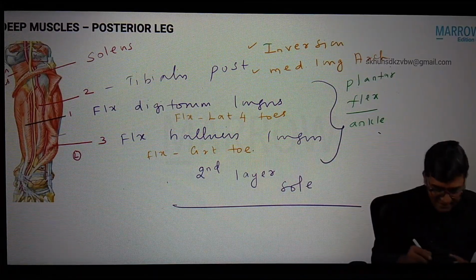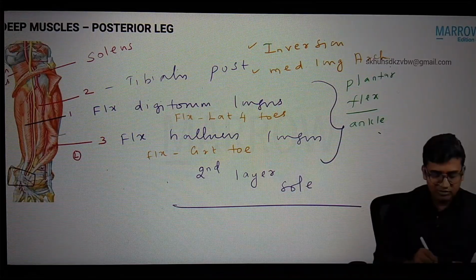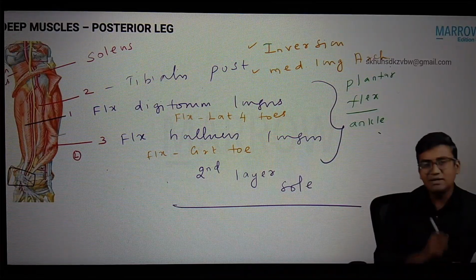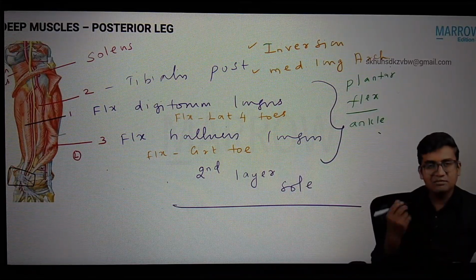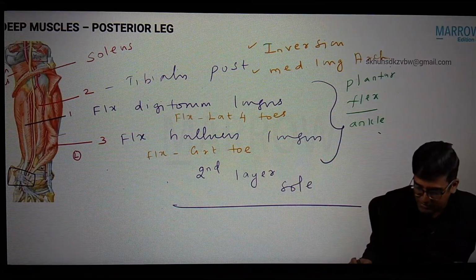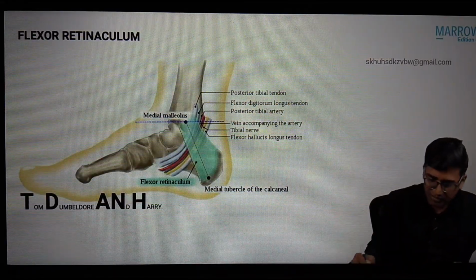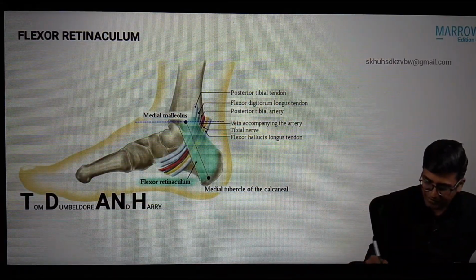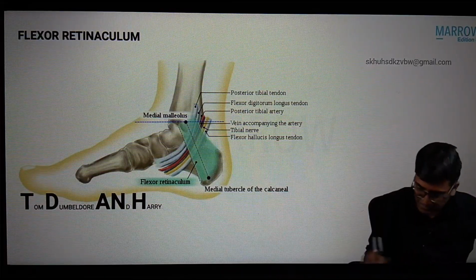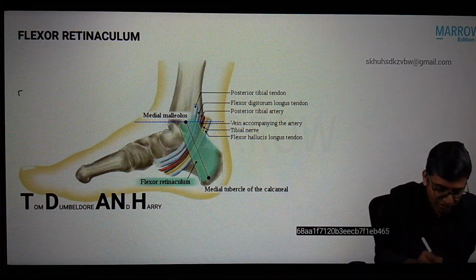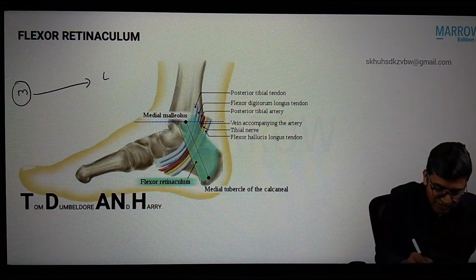Okay, and can you see the band here? Now that band is our flexor retinaculum band. So how the tendons are passing below this band, that is what we're going to see now. Now this is a flexor retinaculum band. Okay, now the tendons are passing in the order from medial to lateral.